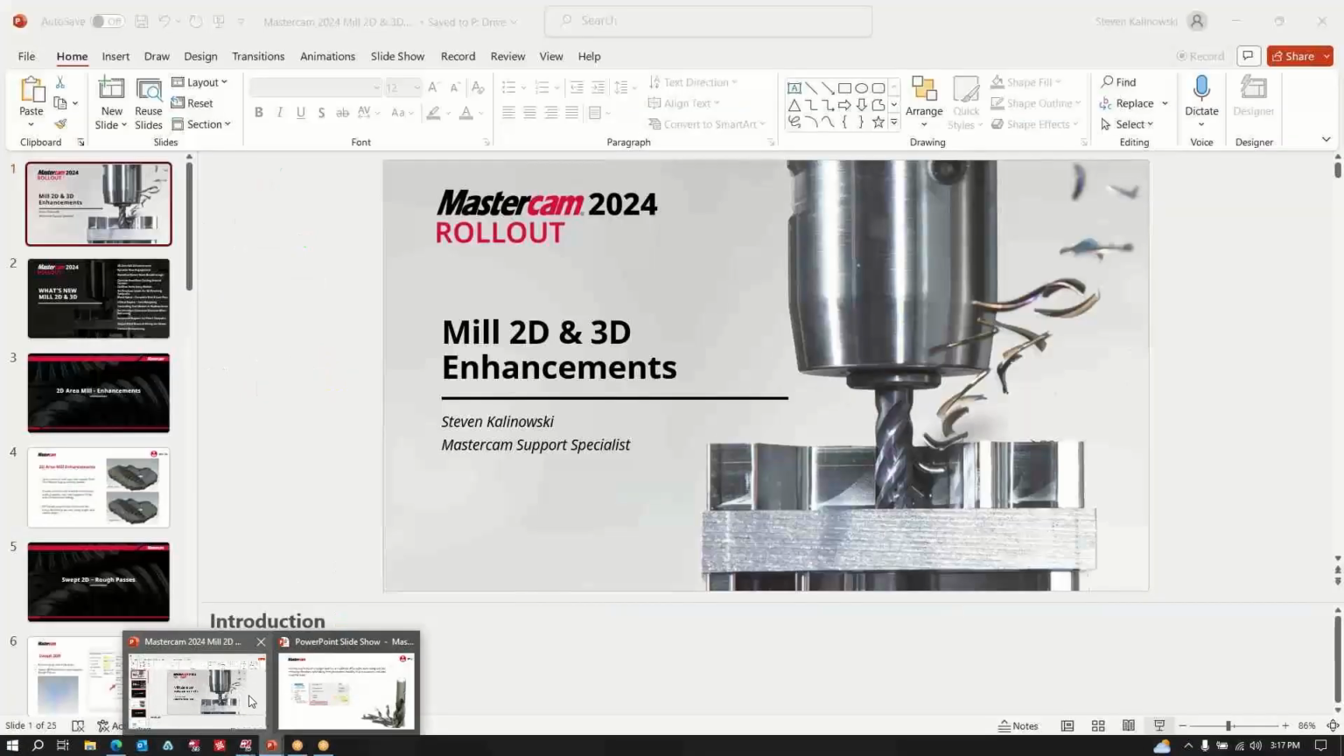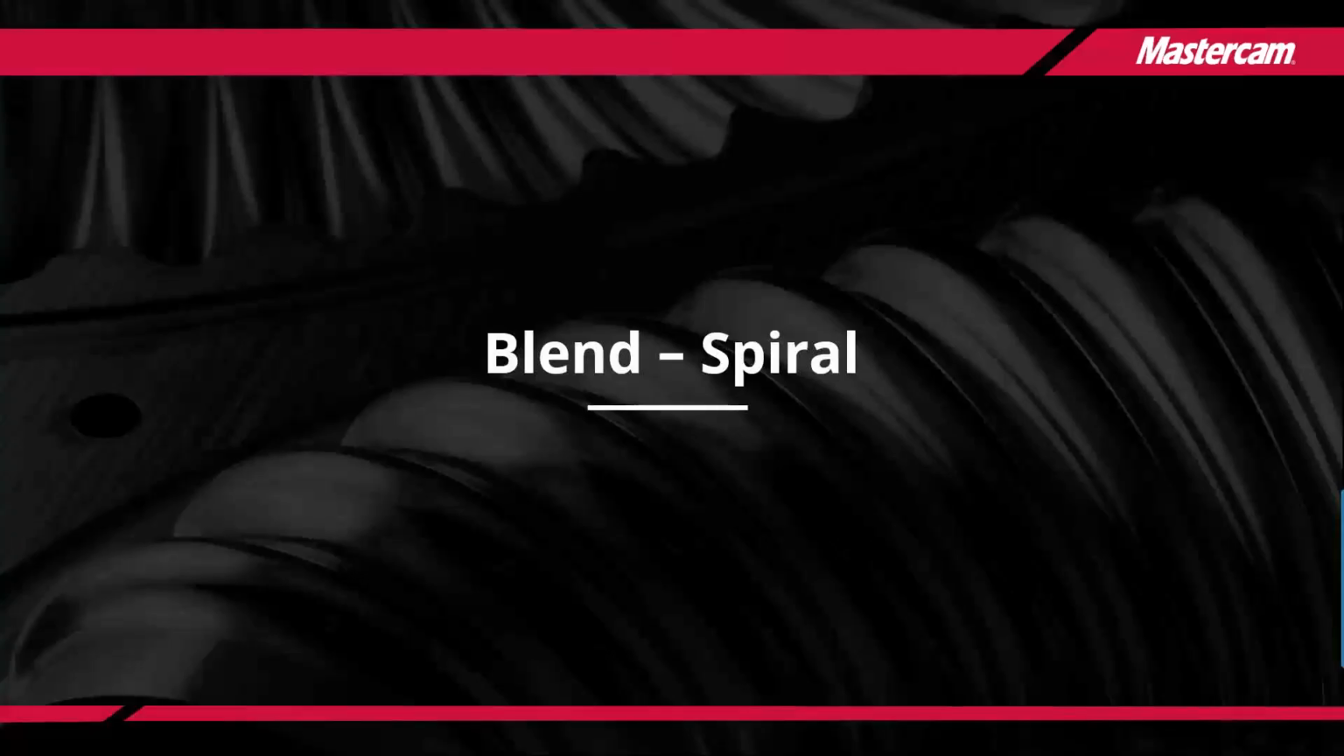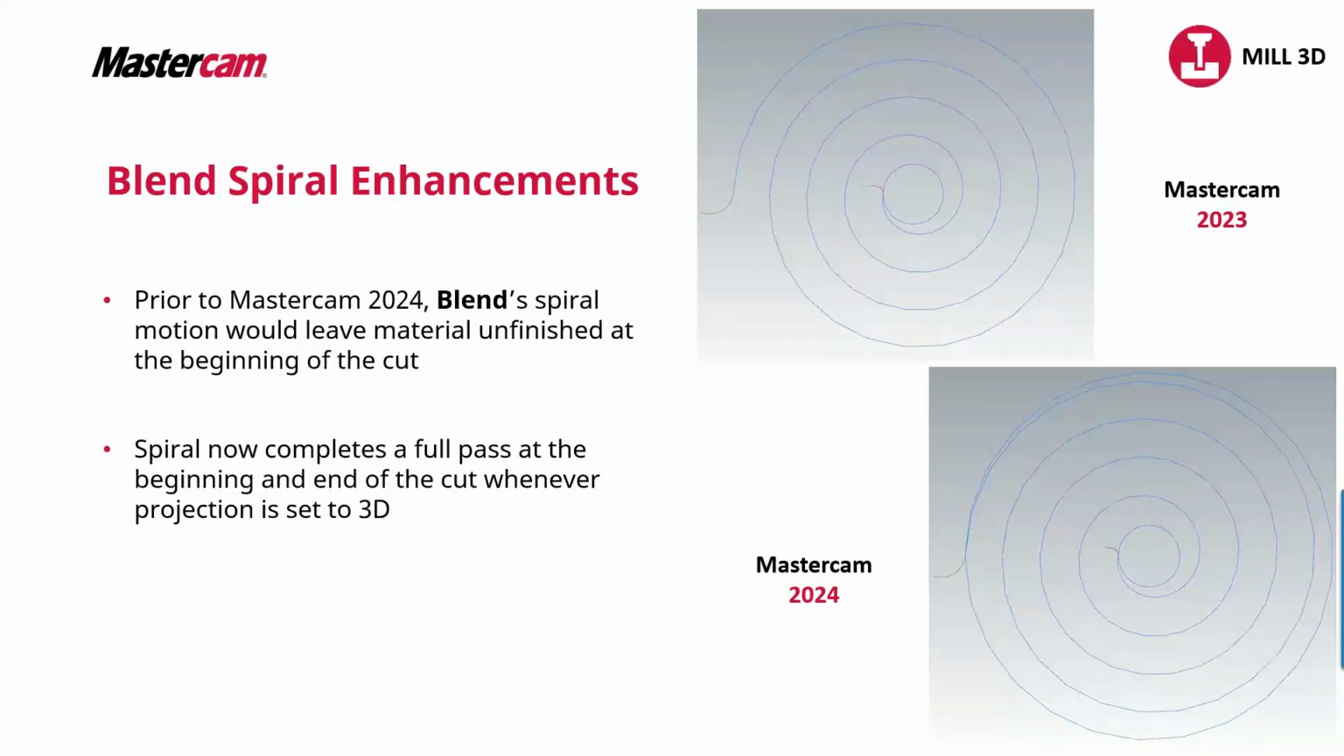Jump back to the presentation, and we're going to talk about our OptiRest with helical entries. Sorry, we're going to talk about blend spiral. In Mastercam 2023, when using blend spiral, we would select our two curves between our machining surfaces. Our tool would enter onto the part, and it would blend its toolpath motion between those two curves. Now, the downside to this is that upon entry and upon exit, it wouldn't make a complete pass. So we would be left with material on the outside.